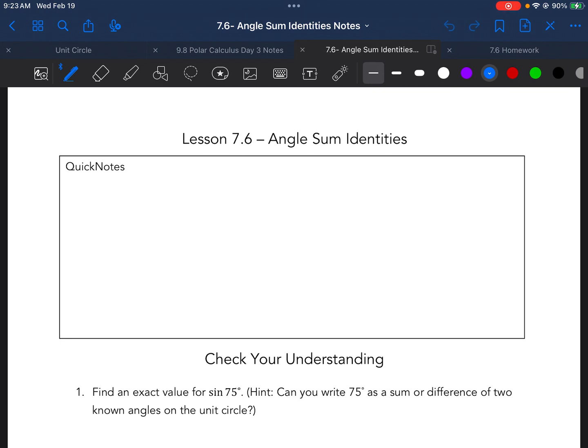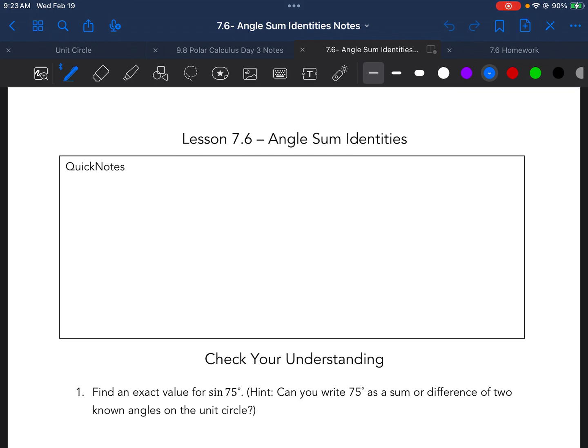So the idea behind this set of notes is on our unit circle, we have certain angles, right? We have pi over 6, pi over 3, pi over 4. But there's lots of angles on the unit circle that we don't have written down, right? Like, for example, what if I wanted you to calculate the cosine of 7 pi over 12 or something like that, okay?